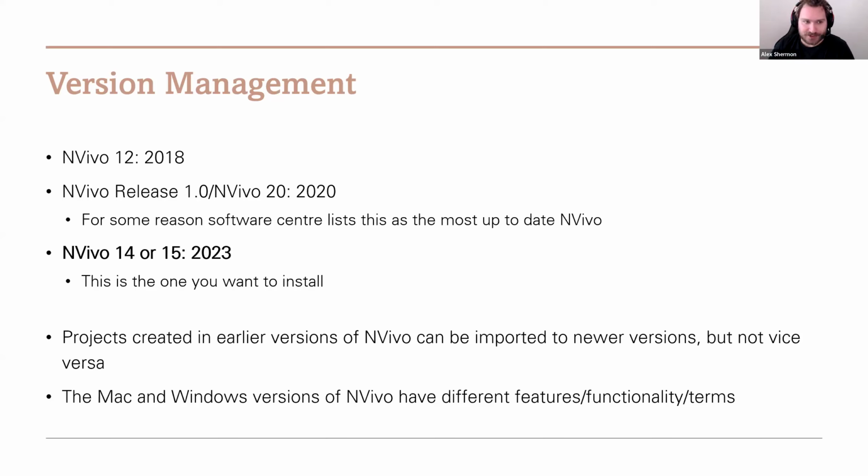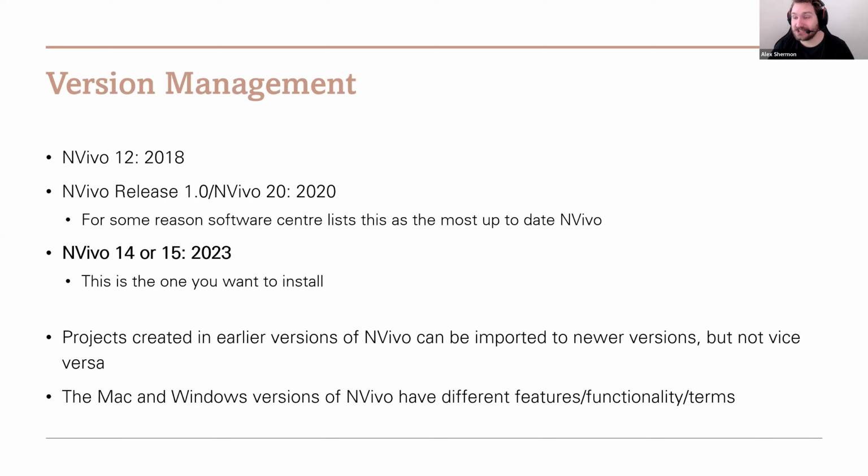If you create a project in any previous version of NVivo, so say you create a project in NVivo 12, you can then import that into NVivo 14 or 15, and it'll update it. You can't go backwards. So you can't create a project in NVivo 15 and expect to open it in NVivo 12. And also the Mac and Windows versions of NVivo are very different. They have very different functionality. They have different layouts. They have different terminology. They have different pieces in different areas.